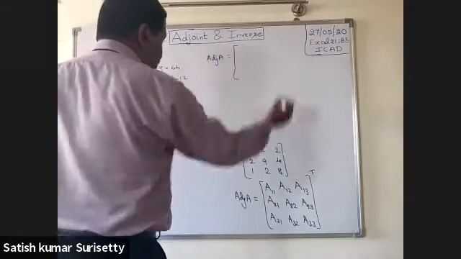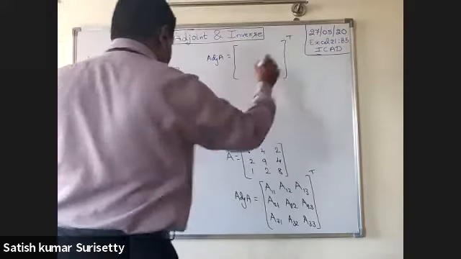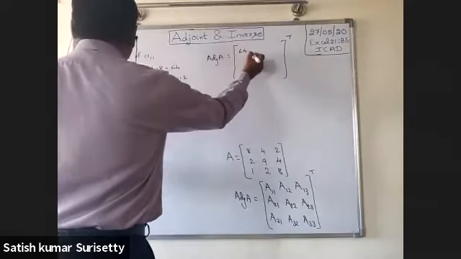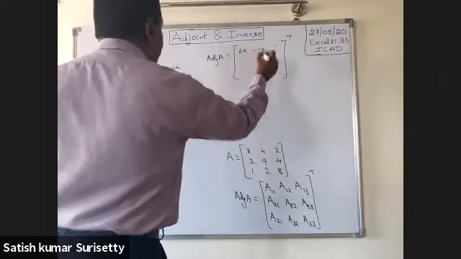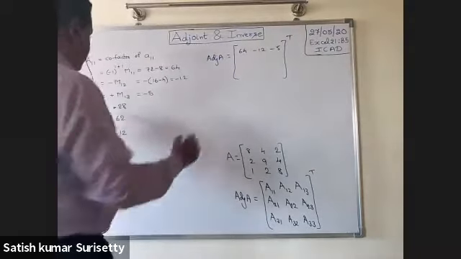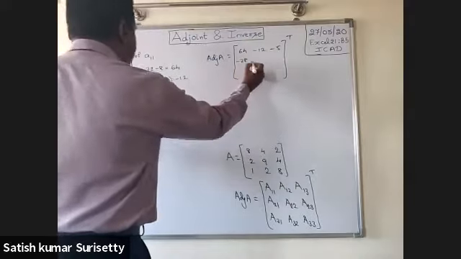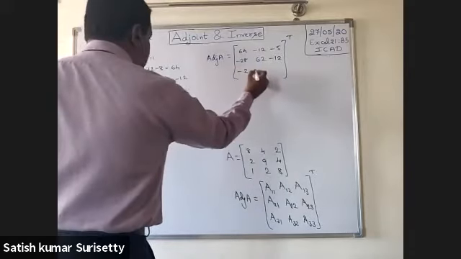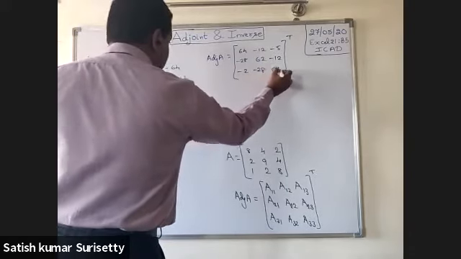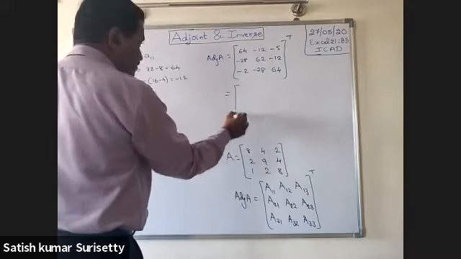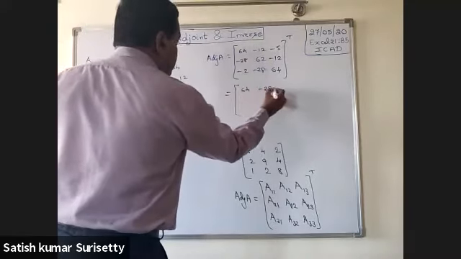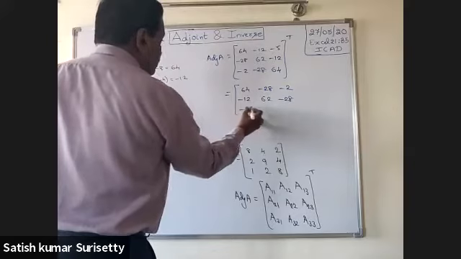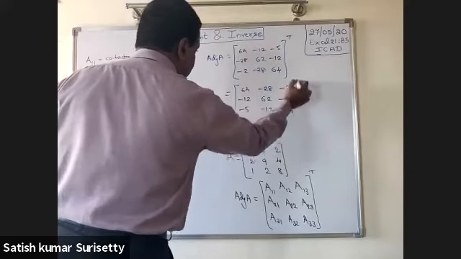First, replace the cofactors and put the transpose symbol. After that, you take the transpose. Now, what are the values? 64, minus 12, minus 5; minus 28, 62, minus 12; minus 2, minus 28, 64. Now take the transpose for this. So 64, minus 28, minus 2; minus 12, 62, minus 28; minus 5, minus 12, 64.